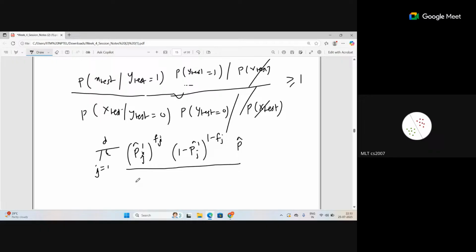And what will be in the denominator? The product of p_j hat 0 to the power f_j, into 1 minus p_j hat 0 to the power 1 minus f_j, and here not p hat, it will be 1 minus p hat. The probability of y test equal to 0 is 1 minus p hat. Is that fine? That is greater than or equal to 1.